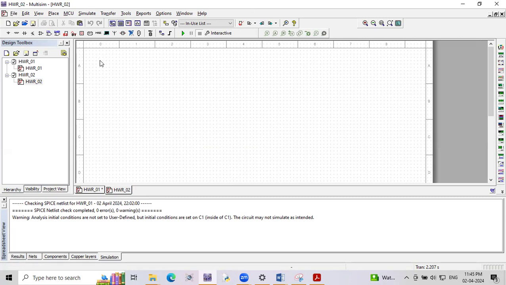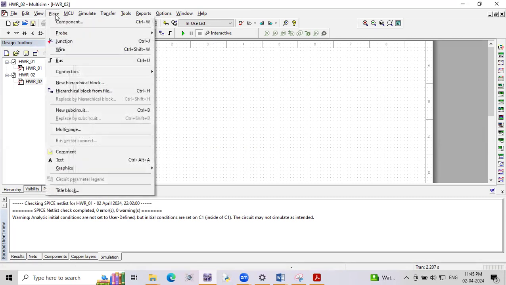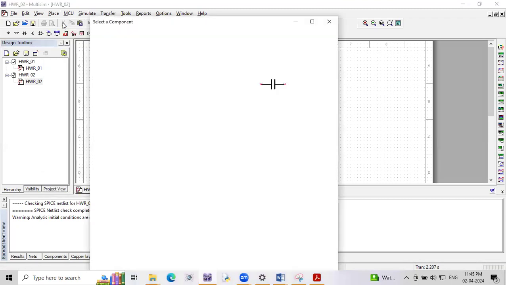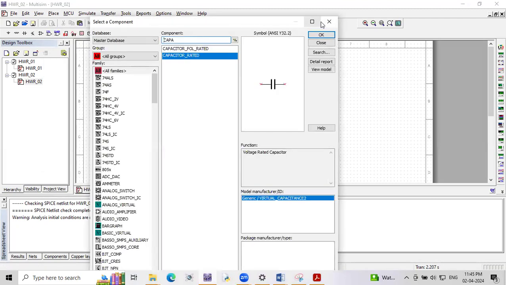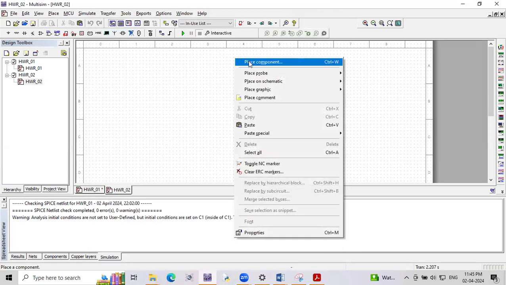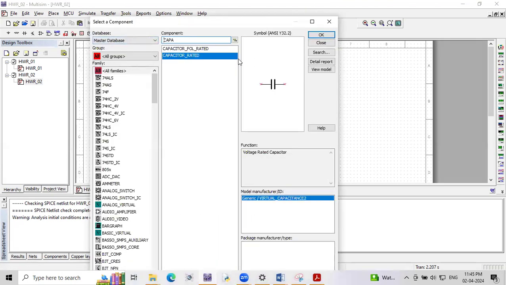Okay, now I'm going to select or drag the components from the library. How to drag the components from the library? There are two methods. You can go to Place and Components. This is one method. Another method, which is a better method, is Place Component. This is the basic method, the better method.